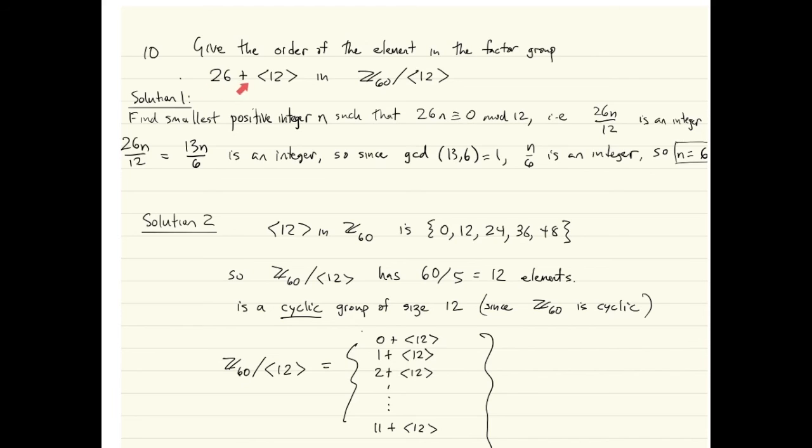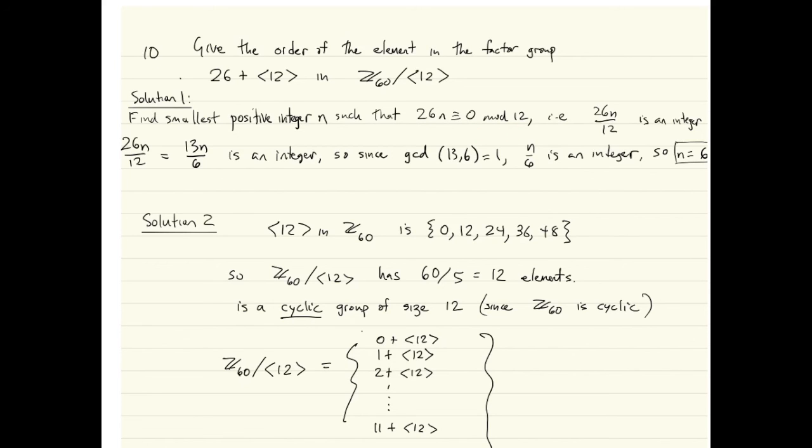So we're asked how many times do we need to add 26 to itself to land in the subgroup generated by 12. So in other words, what's the smallest positive integer n such that 26n is 0 mod 12? Take a moment to think about that. That's what this question translates to. Now once we have this translation down, then it's a bit simpler.